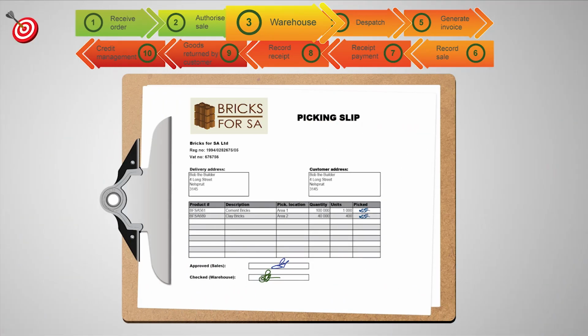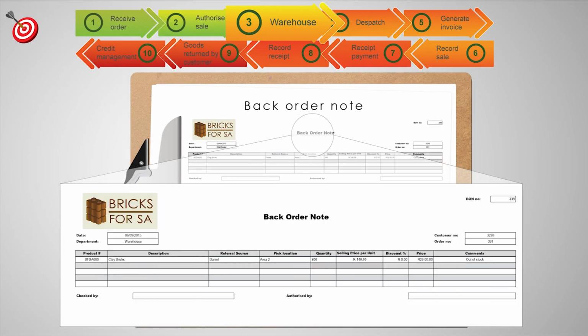Examples of objectives for the warehouse step include: to ensure that warehouse personnel only act on authorized orders and complete these on time. To ensure that the correct items are picked, therefore the items picked agree to the order placed by the customer. And to ensure goods which cannot be picked because they are out of stock are identified and a back order note is created. This could be due to a difference between actual stock and levels on the system.